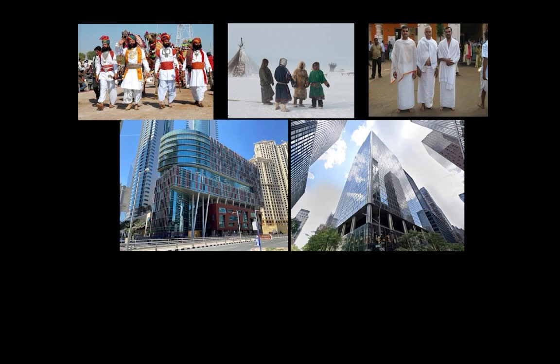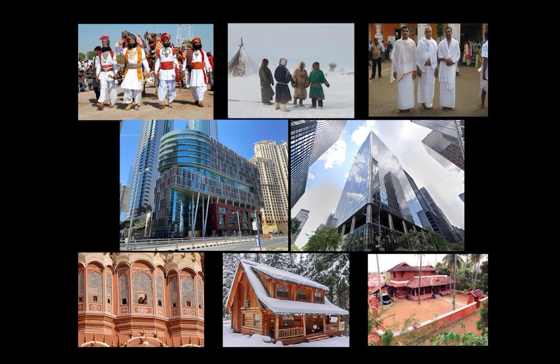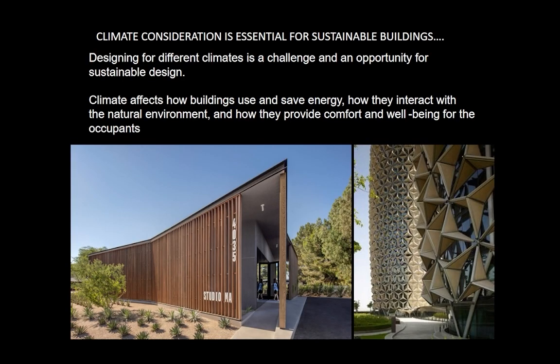If we see, we have three distinct climates in India: hot and dry, cold, and warm and humid. These were the representations of the climate with respect to the design. Climate consideration is very important when it comes to designing for sustainability. We need to understand where the sun path is, and which facade is getting heated up throughout the day, and treat that facade with more efficiency. So climate consideration is essential for sustainable buildings.